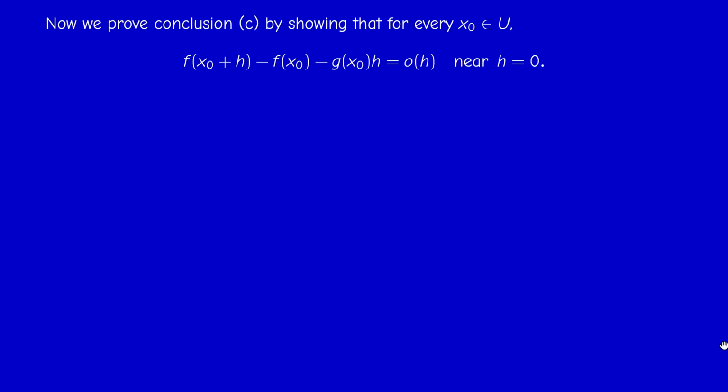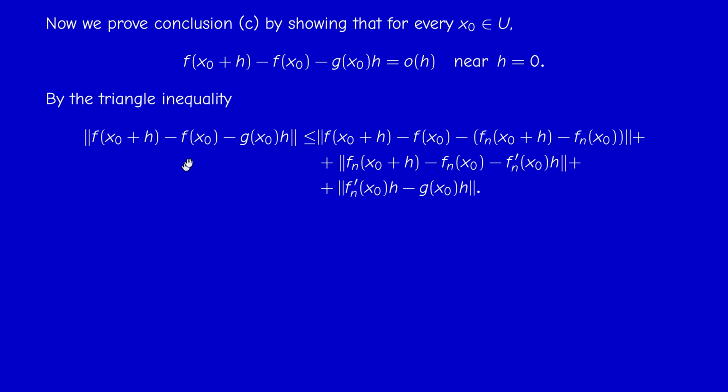To prove C, which is the most difficult part, we have to go back to the definition and prove this condition: the limit as h tends to 0 of f of x0 plus h minus f of x0 minus g of x0 applied to h, divided by the norm of h, equals 0, for every x0 in U. Of course, this is not the only way. We can write f of x minus f of x0 minus g of x0 applied to x minus x0 is a small o of x minus x0. If you like to use this, it's the same thing.